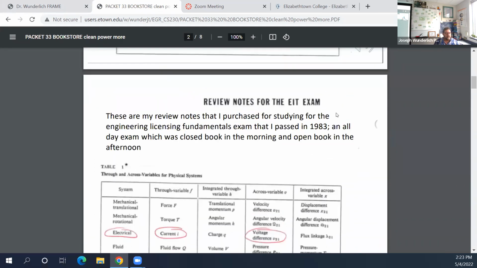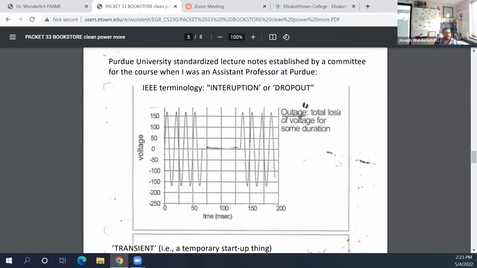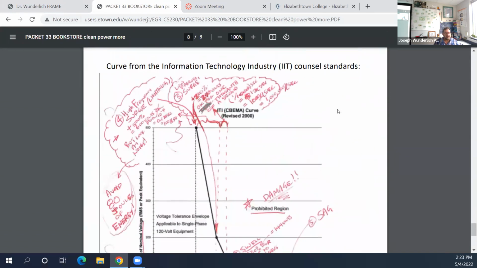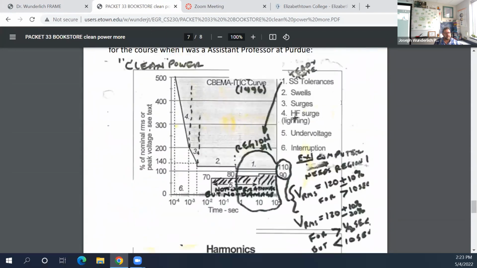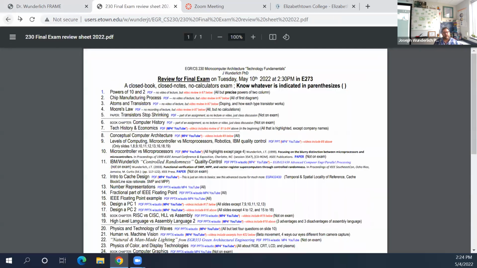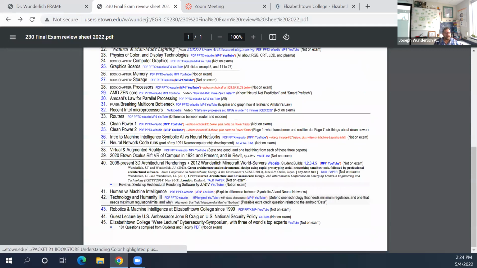And then page 7 down here. Where's page 7? Page 7. These 6 things that affect clean power: steady state tolerances, swell surges, high frequency lightning, under voltage, interruption. Whereas most people just think about interruption, but if you're going to make a space for a computer room, like the stories I've told you where I had to do that before I got into high tech. It's actually building buildings for high tech in Texas, California. Okay, so more here.